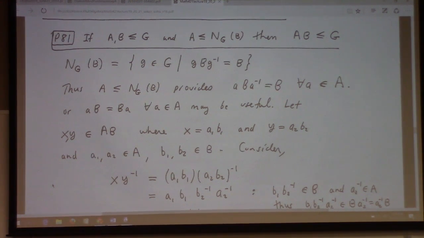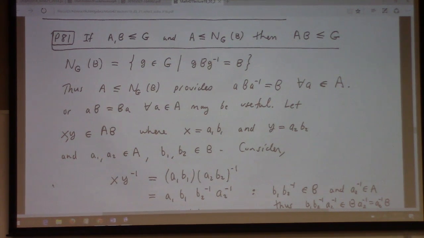And so if you look at what that does, if A is a subgroup of this, that means A belonged to this club. So a B a inverse is equal to B for all a in A. If A is a subgroup of the normalizer, that means that everything in A normalizes B. So in particular, we have that equation, which means that we have the left and right cosets of B. AB is equal to BA, where a is any element of A.